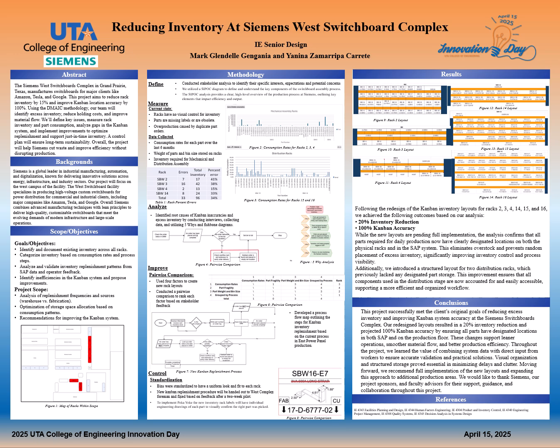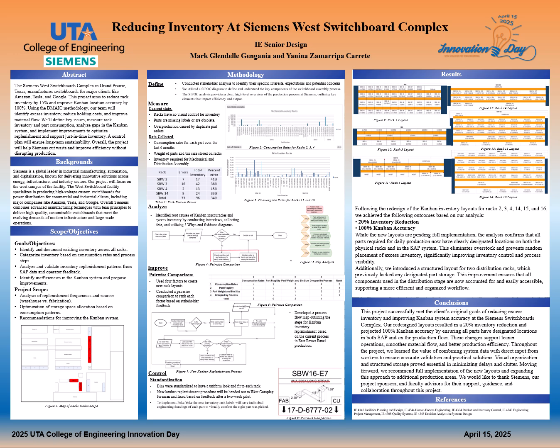Next, for the data collection, we found the consumption rates for each part over the last 6 months. We found the weight of the parts and the bin size on each rack, and the inventory required for the mechanical and distribution assembly. As seen on table 1, we can see the rack percent error for each rack, and then as seen on figures 2 and 3, we can see the consumption rates for the racks.